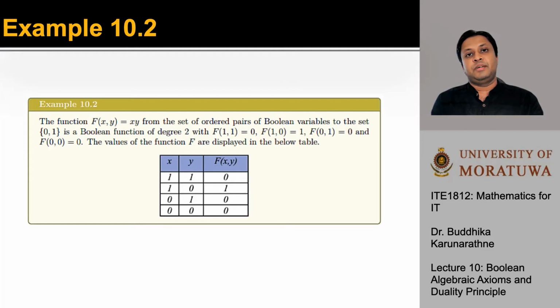So we can denote these values in a table. We should call this a truth table. So we have the input values x and y. All the possible combinations of x and y should be denoted, and then we denote the value of the function at each combination. So f(1,1) is 0, as provided. f(1,0) is 1, f(0,1) is 0, and f(0,0) is 0. So in this Boolean function, the truth table can be represented as shown here.